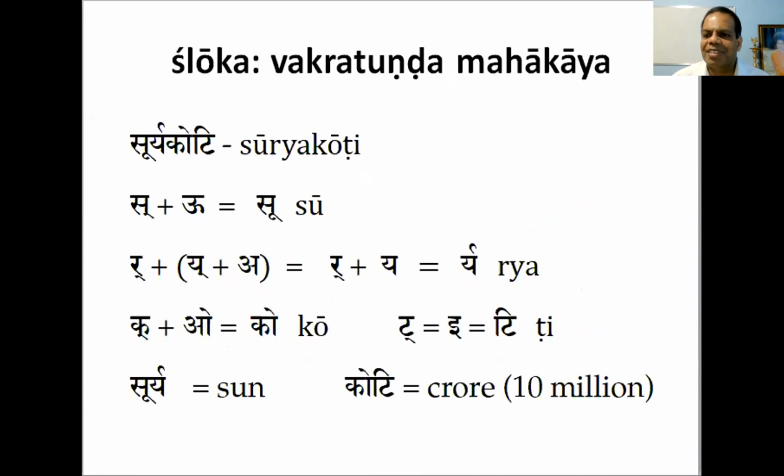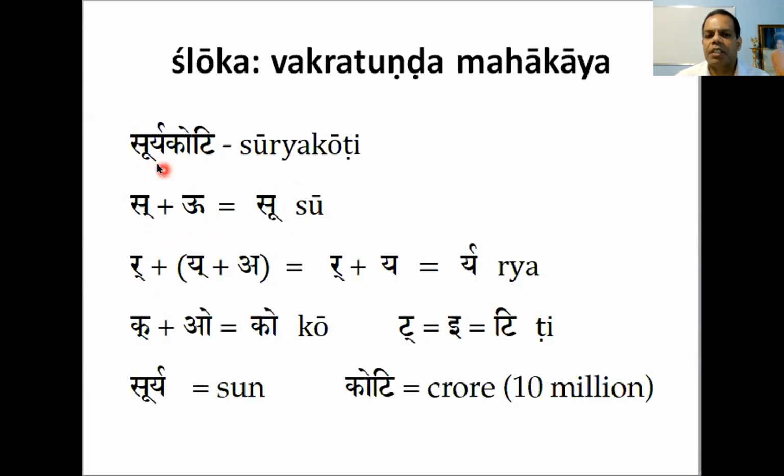So we are going to the next word, which is Surya Koti. Again, there are 4 letters. You look at them. The first one is Su. This plus the longer U gives you Su. See the way it's written. Su.